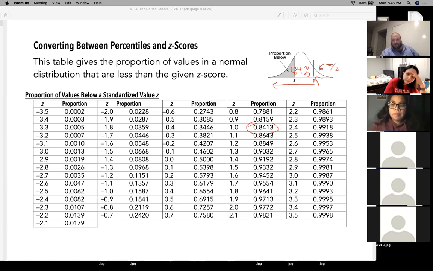Oh my gosh. I was looking at the -1. Well, that's an issue. Yeah, it jives. It jives.